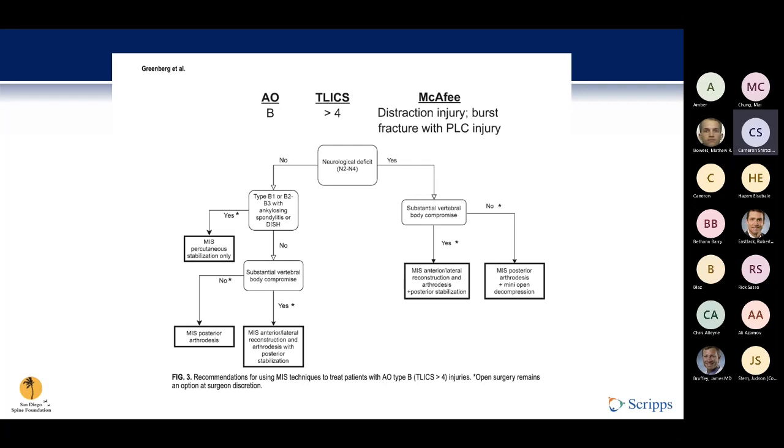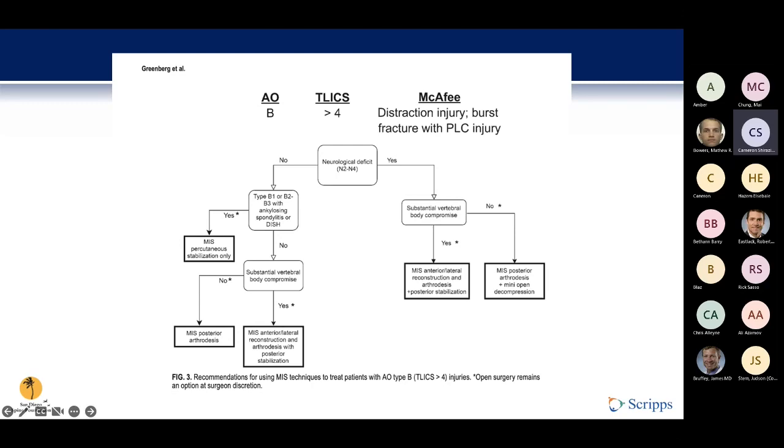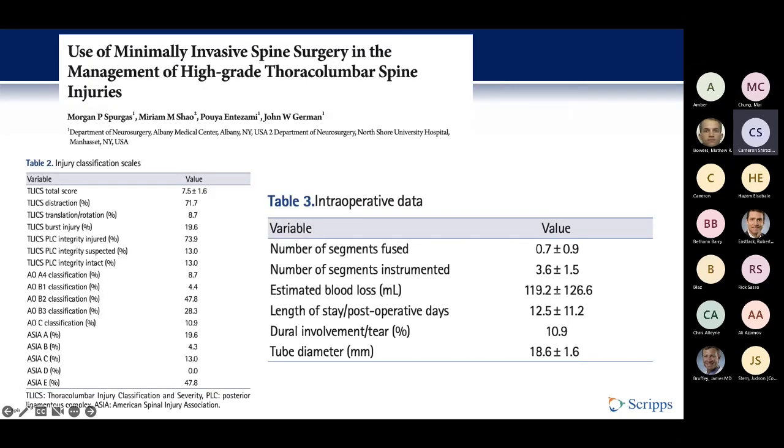If you have substantial vertebral body compromise, and you don't have that, then you can do a posterior arthrodesis only. If you do have substantial vertebral body compromise, then you have to do, once again, anterior lateral reconstruction and arthrodesis. And then the difference here is that in this no group, when you compare it to the TLICS 4, you can just do MIS percutaneous stabilization, and these ones, they recommend arthrodesis as well.